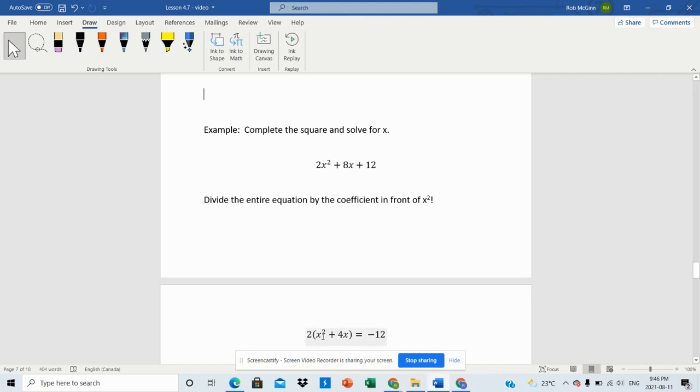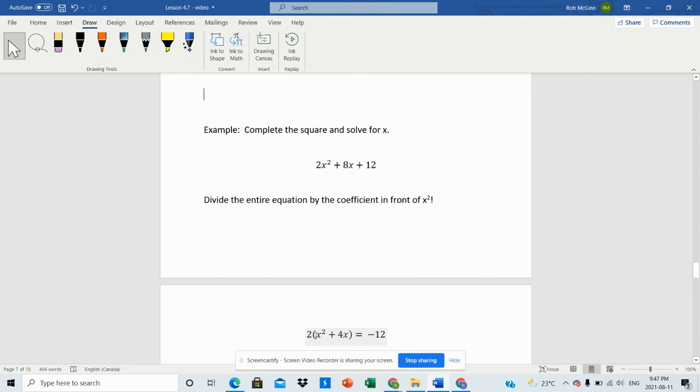So I've got 2 times x squared plus 4x equals negative 12. And remember, my distributive law, I haven't changed anything. This is still, if I distributed, 2x squared plus 8x, and the 12 is on the other side as a negative. So I haven't changed anything in my formula. That 2 is very important, though, because what we're going to do is complete the square inside the bracket. And I'll tell you when we need to use the 2. So first off, we're going to complete the square within the brackets.